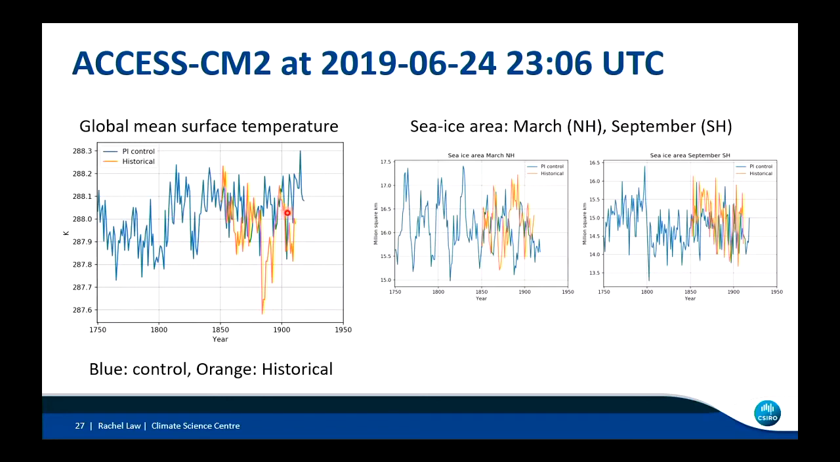This is the global mean surface temperature with the control run. We started here. It's actually, I think, year 950 in the control. After 950 years of spin up, we're starting the control run. The orange is the historical. We've got a nice, strong Krakatoa volcano signal in here, which has a corresponding positive anomaly in the March sea ice in the northern hemisphere, and doesn't have a lot of impact in the southern hemisphere. So those runs are ticking along, hopefully as we speak.